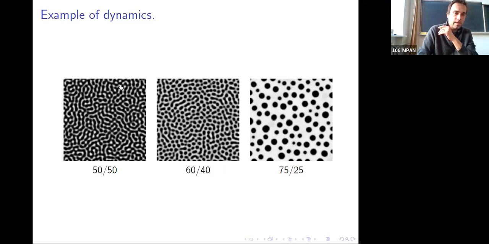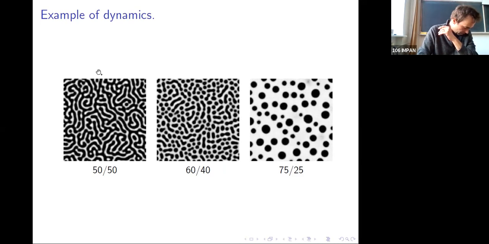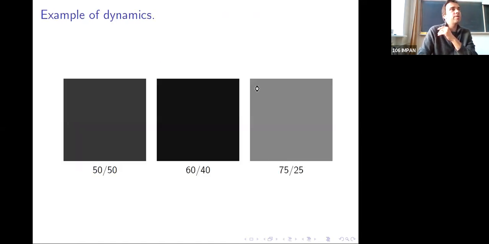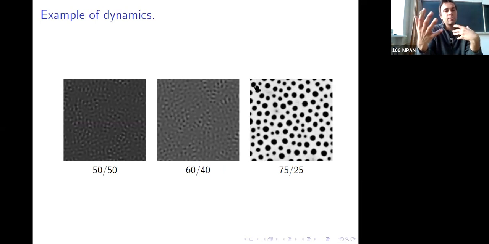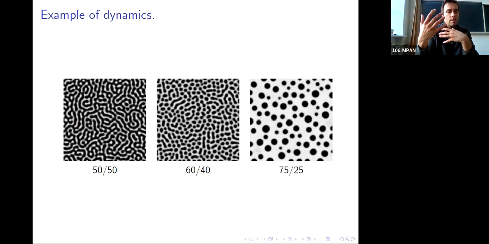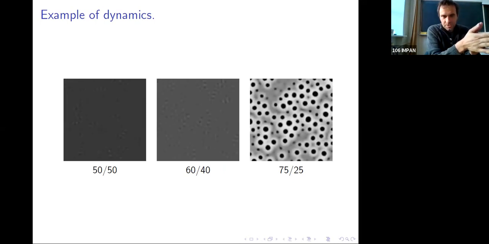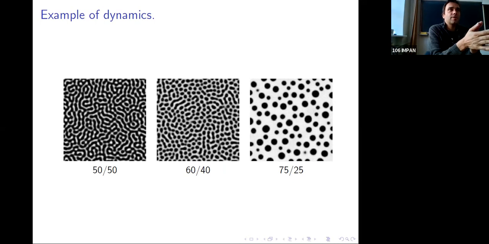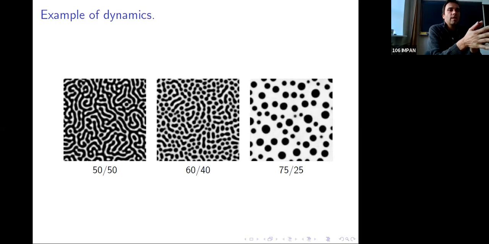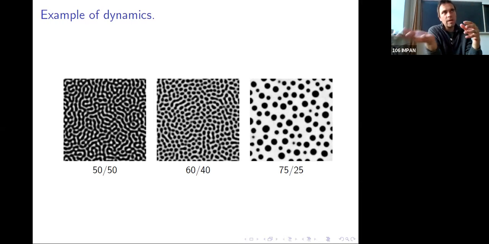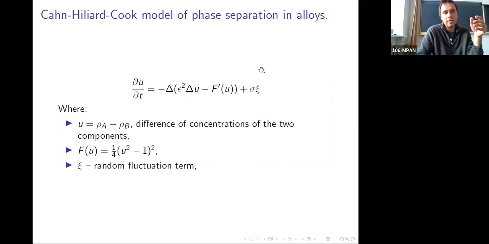If I run the solver again, because of the stochastic term, I will get slightly different solutions. Even for the same proportion of masses, because of the stochastic term, the patterns will be different. Black means a higher concentration of one material, and white means a higher concentration of the other material. So this is relative.